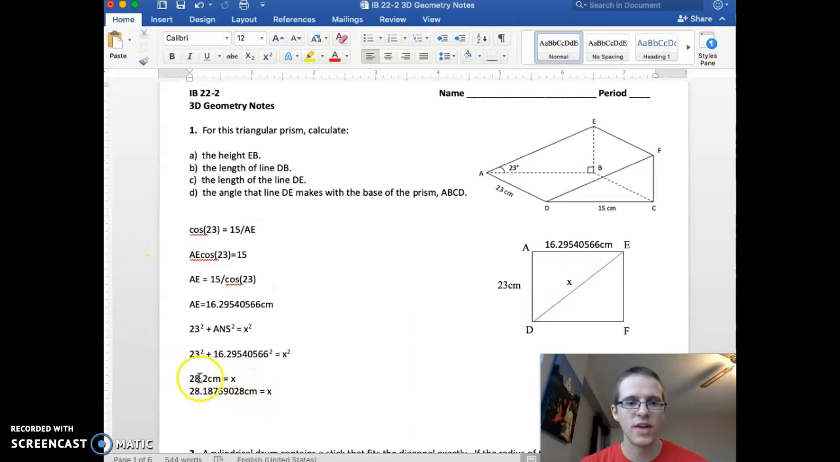So I've got my 3 sig fig answer, 28.2 centimeters, and my full answer. This is our final answer, so you can give it in 3 sig figs is just fine. That does it for part C.